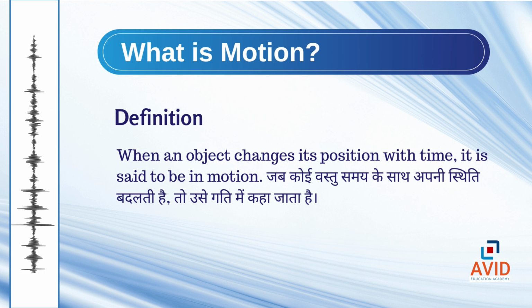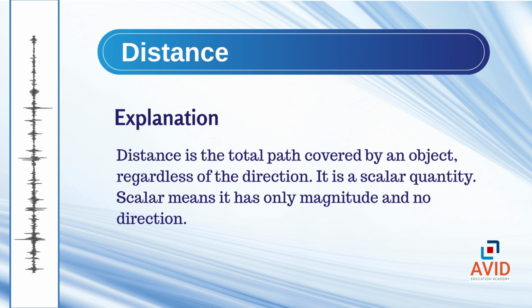Let us first understand what is distance. Distance is the total path covered by an object, regardless of the direction. It is a scalar quantity. Scalar means it has only magnitude and no direction.